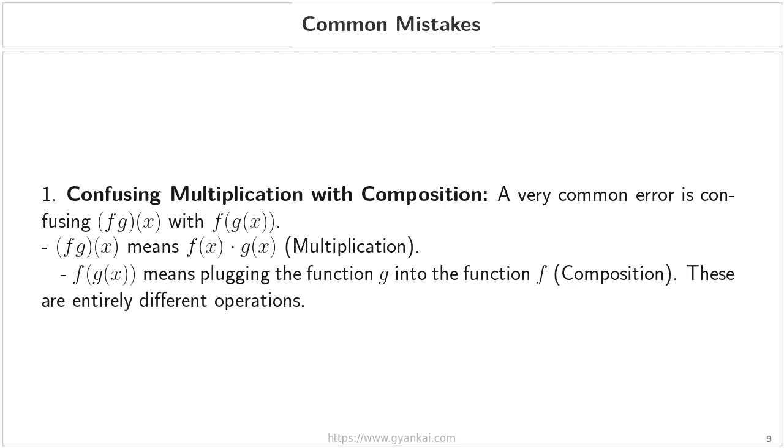First, please be careful not to confuse multiplication with composition. It is a very common error to see the notation f times g of x and think it means the same thing as f of g of x. These are entirely different operations. Remember, f times g of x simply means you are multiplying the output of f by the output of g. However, f of g of x refers to function composition, which means you are actually plugging the entire function g into the function f. Always check your notation to ensure you know which operation you are performing.